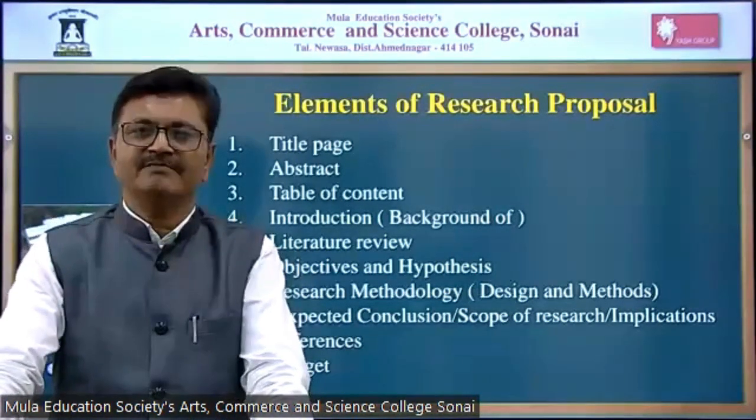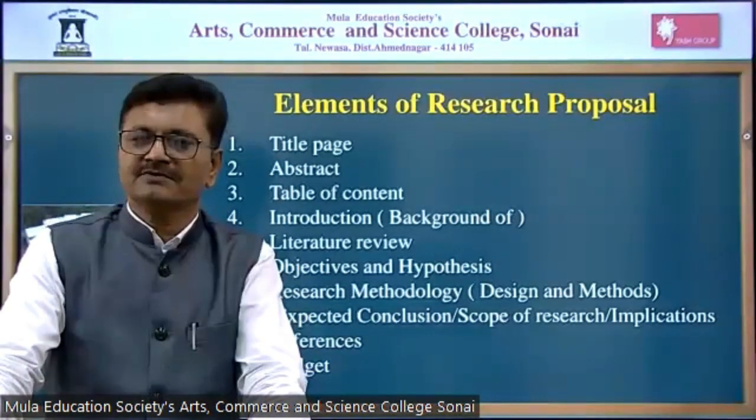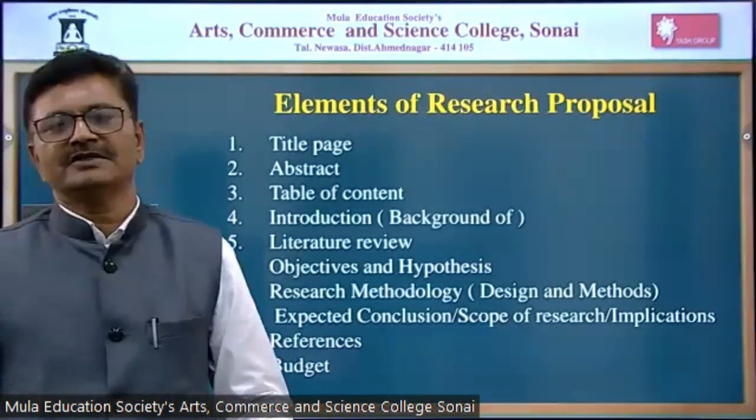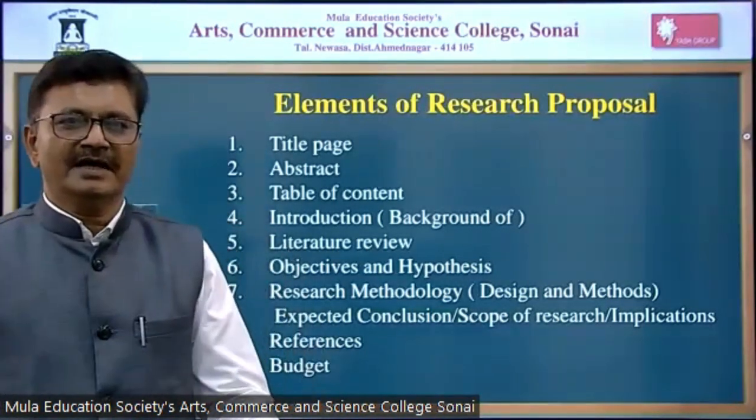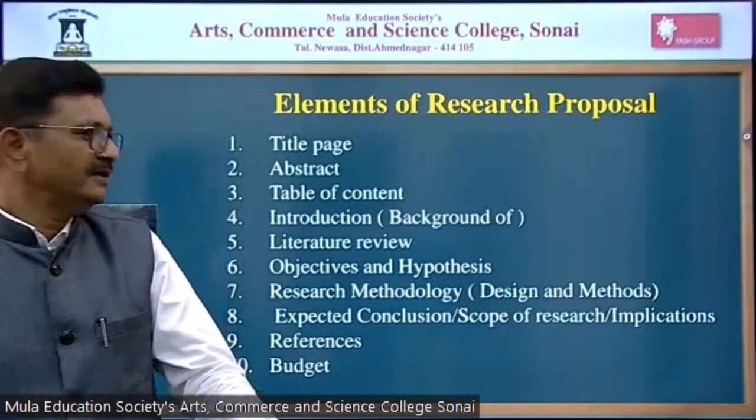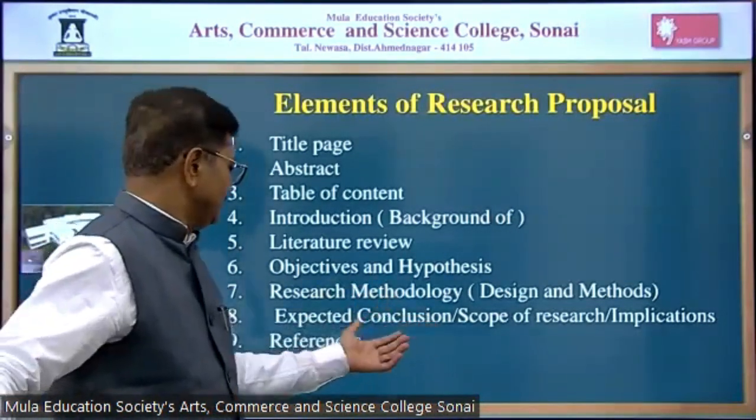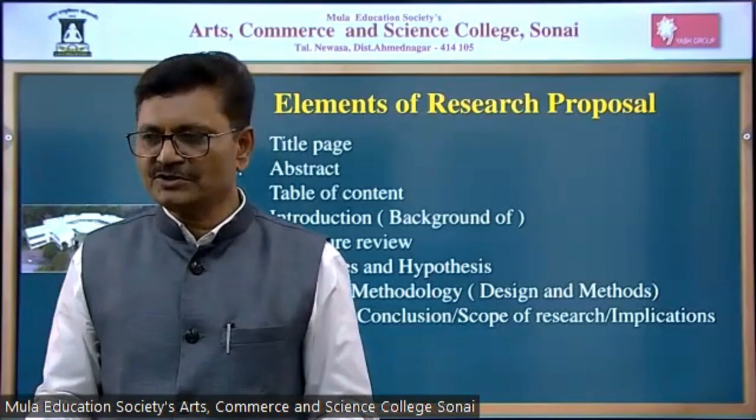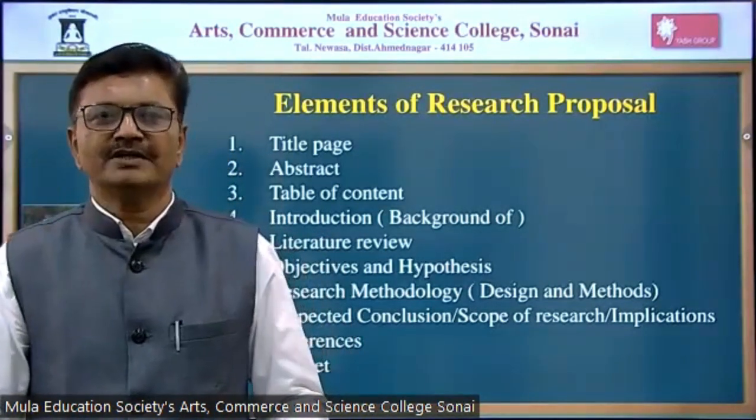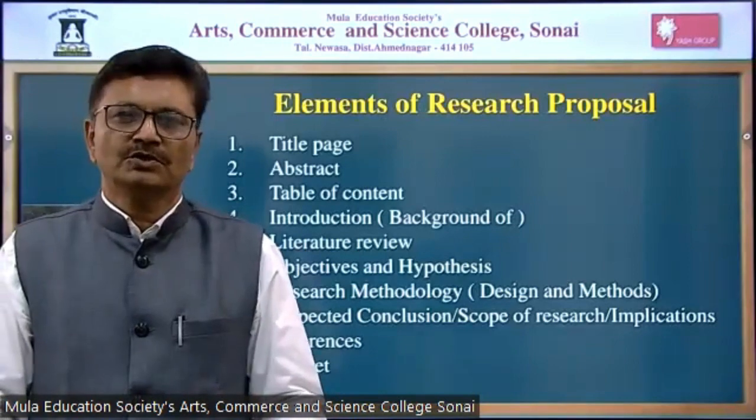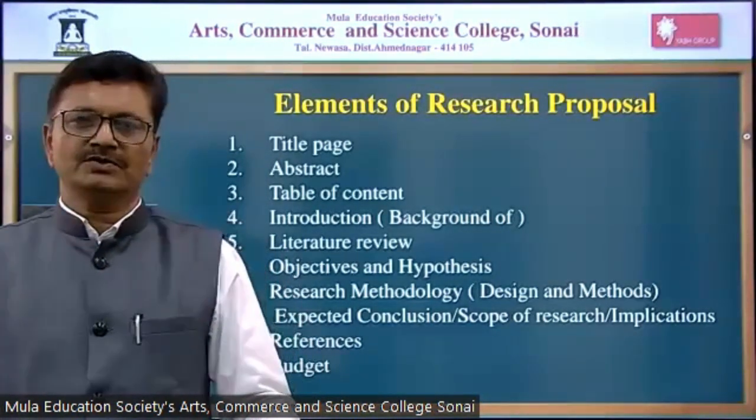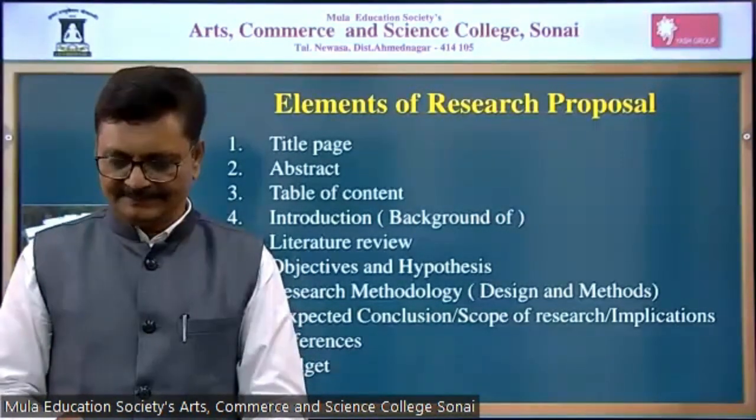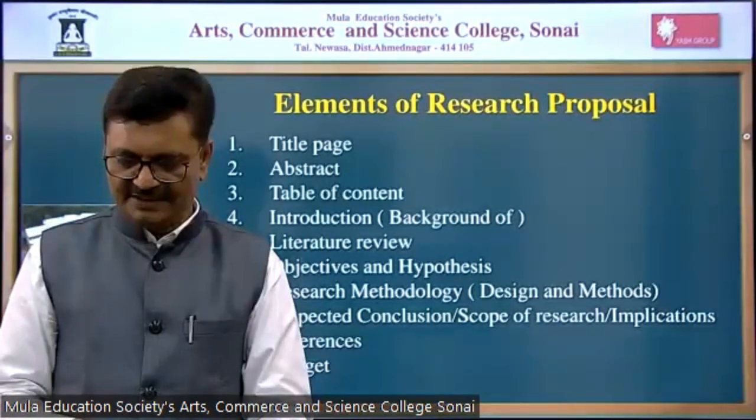The objective you decide based on the gaps, and the hypothesis you decide based on the objective, and based on the hypothesis you design your research methodology. Then the expected conclusion or expected outcome of your research, the scope of research, implications, then finally references and budget. So these are the elements of any research proposal. Once you have all these elements and know how to write them, then it's definitely possible for you to make an ideal proposal and submit it to any agency for financial assistance. So this is the basics of the research proposal that we have discussed.